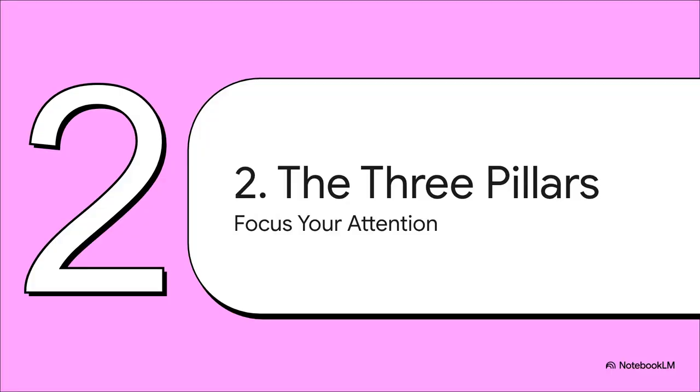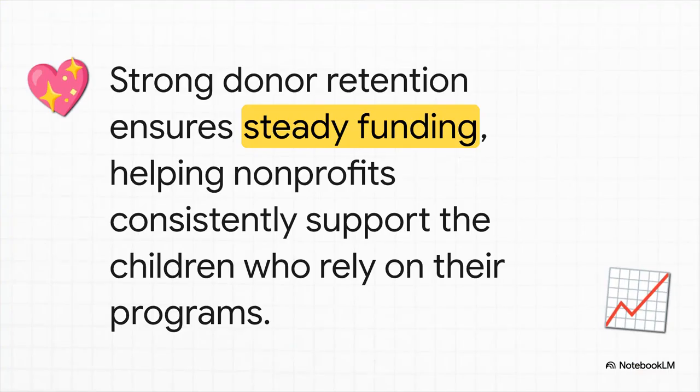So how do we actually do this? Where do we even begin to measure? A really great way to think about it is to focus on three core pillars. Think of these as the main areas where your software is going to deliver the most obvious, tangible value. First up, we've got donor retention. This is huge, because a steady stream of funding is basically the lifeblood of your entire organization. Your software should be the engine that keeps those amazing supporters engaged and committed for the long haul.